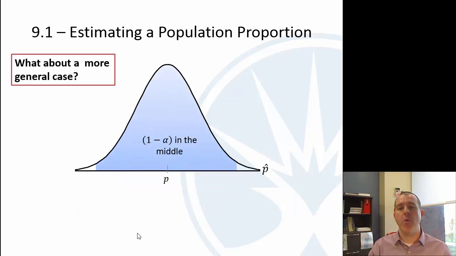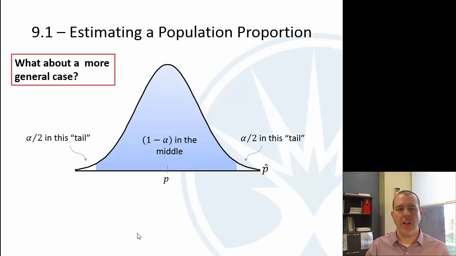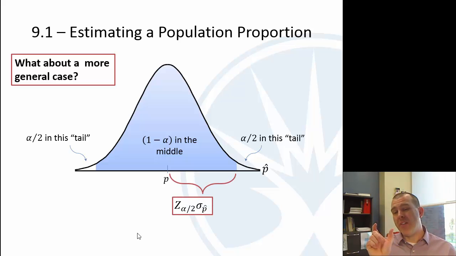What about the more general case? So what if we put 1 minus alpha in the middle? This is the alpha, seems kind of weird notation here, but alpha is a small number. It's like the remainder. It's really alpha over 2 in each tail. In that case, that width to get, it's not 2 standard deviations now, it's a z-score, and it's a z of whatever that area in the tail is, so it's z alpha over 2.